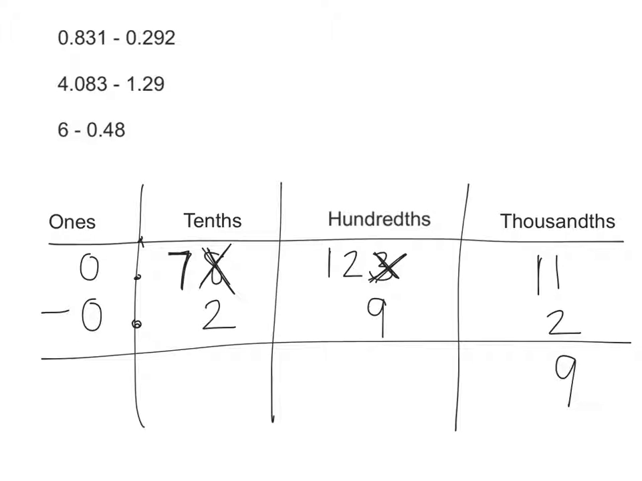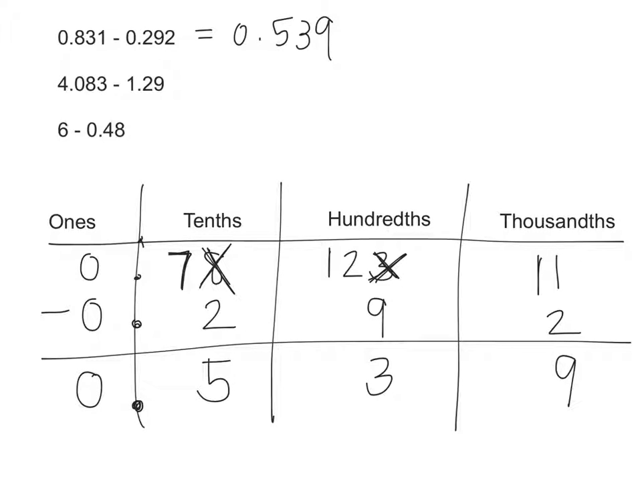12. 12 hundredths minus 9 hundredths is? 3 hundredths. 7 tenths minus 2 tenths is how many tenths? And then 0 ones minus 0 ones is how many ones? So my answer is 0.593. Sorry, 0.539.